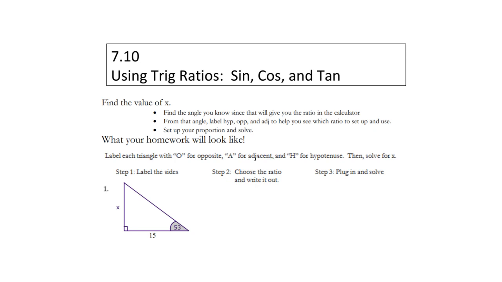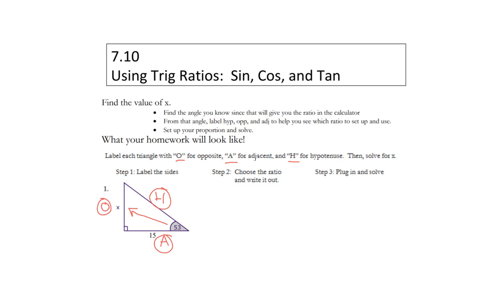So remember, the way we want to process through this is we want to first start by saying which side is which. So we're going to use O for opposite, A for adjacent, and H for hypotenuse. We know across from the right angle is always the hypotenuse. We know the side opposite that angle that we know is the opposite side. And adjacent means next to, so the side that is next to the angle that we're looking at that's not the hypotenuse is the adjacent.